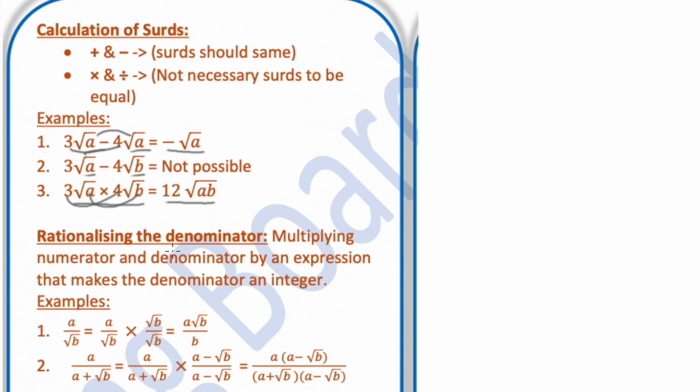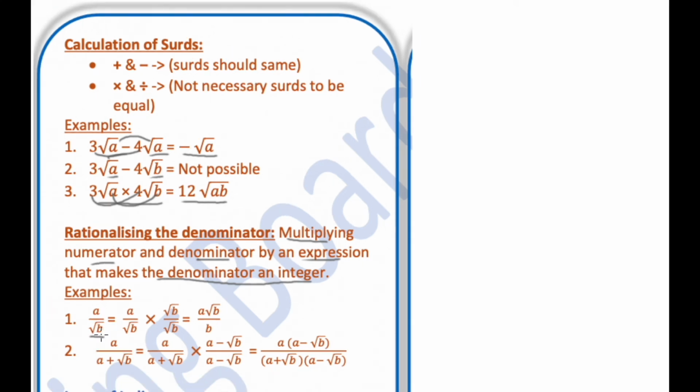In rationalizing the denominator, you have to get the root out of the denominator. So whenever you see a root in the denominator in a question, you have to get the root out of the denominator. So how can you do that? You need to multiply the numerator and denominator by an expression that makes the denominator an integer. In rationalizing the denominator, you will deal with two types of questions. In the first question, there will be only one root in the denominator.